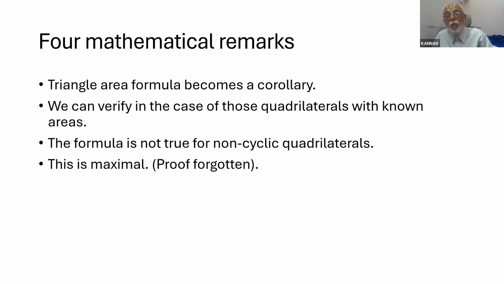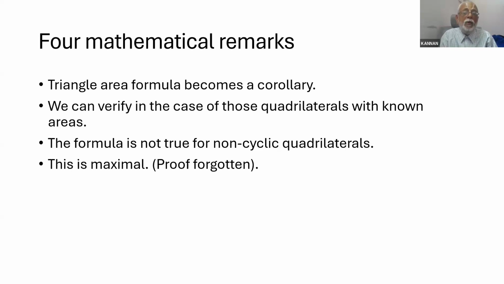We are going to give a counter example also. Fourth is, this is maximal. What I mean is, there are cyclic quadrilaterals, also non-cyclic quadrilaterals. With the same sides ABCD, plenty of quadrilaterals can be drawn. Their areas may be different also.